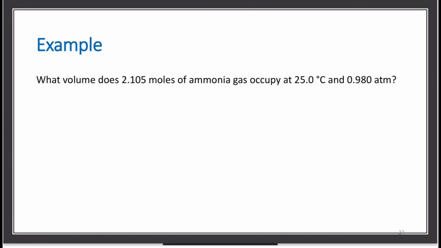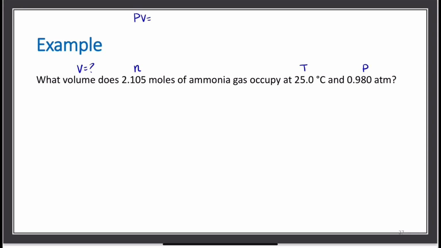Okay, what volume does 2.105 moles of ammonia gas occupy at 25 degrees C and 0.980 atmosphere? This one I'm going to go ahead and use my ideal gas law. Why do I know I'm using the ideal gas law, not the combined gas law? Because I'm just given volume. I'm told I want to know volume. I'm given number of moles. I'm given a temperature and I'm given a pressure. I'm not taking a sample and changing its conditions. I'm just asking about something for one specific gas at a set of conditions.